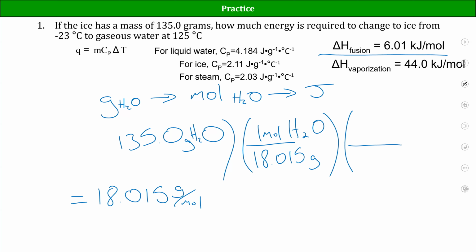And then we have our delta H fusion. So for our first phase change, going back to our heating curve, remember what we're trying to do here is get our energy for those phase changes, right? Our first phase change was melting. We're putting energy into a solid and it's turning into a liquid. So for every 1 mole of water that gets melted, it requires 6.01 kilojoules.